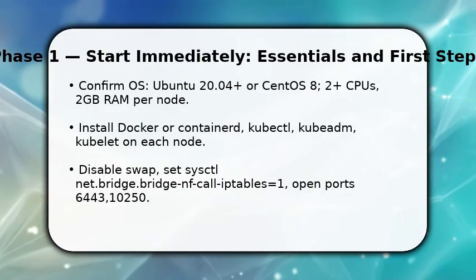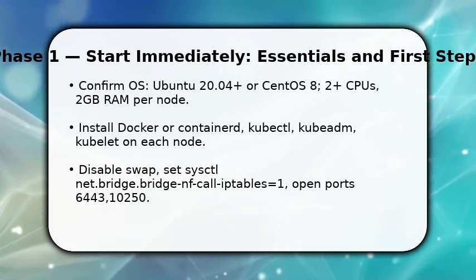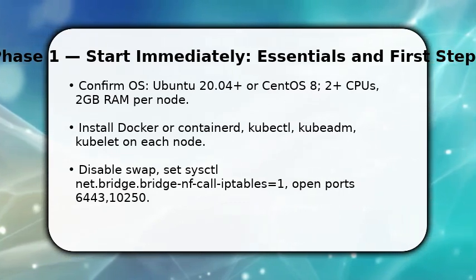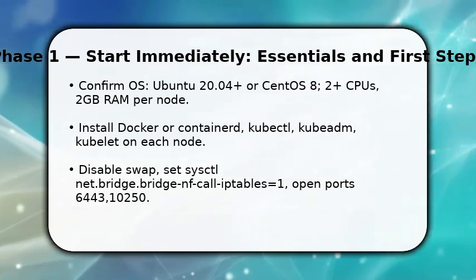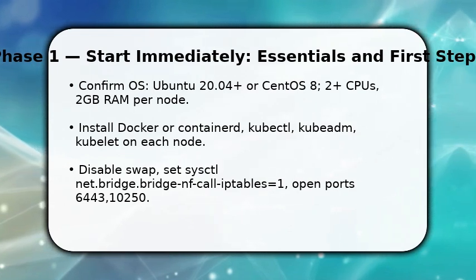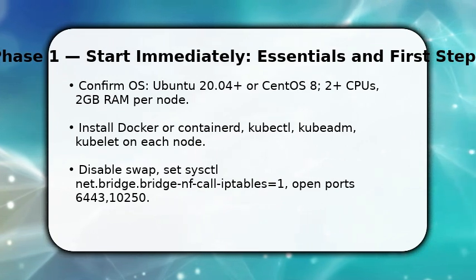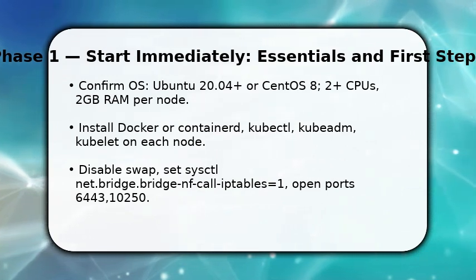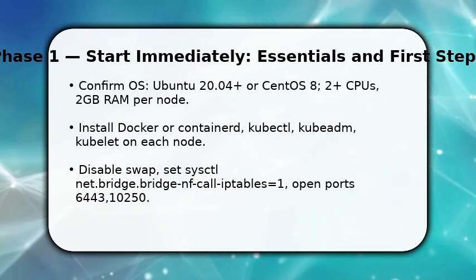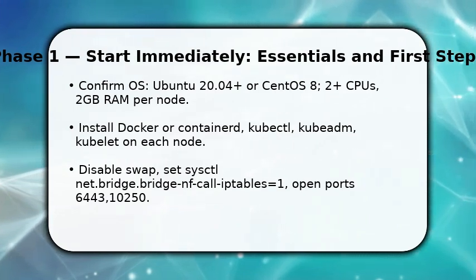You start by preparing the machines and tools. This is practical work, not reading. First, verify your Linux distro and resource minimums, then disable swap so Kubelet behaves predictably. Next, install a container runtime like Docker or containerd and the kubeadm toolchain plus kubectl and kubelet.